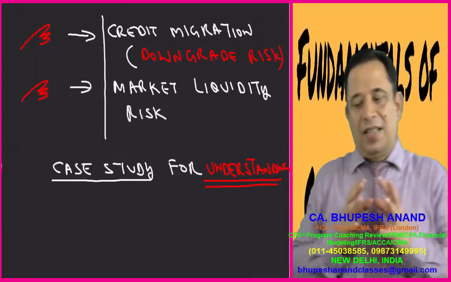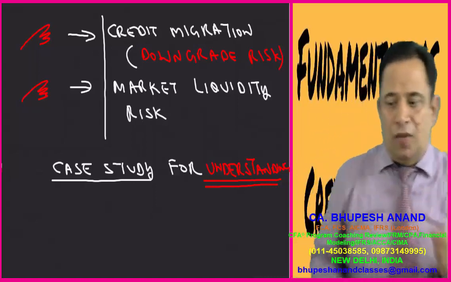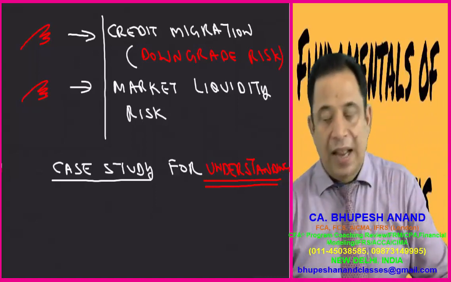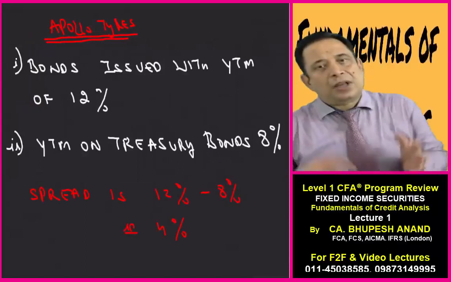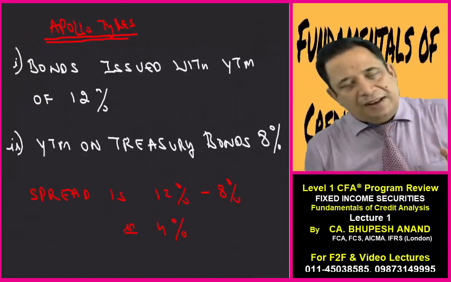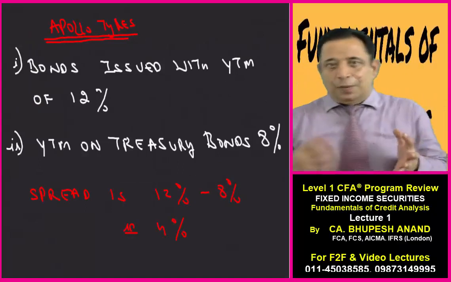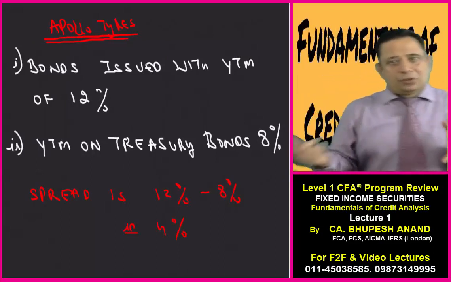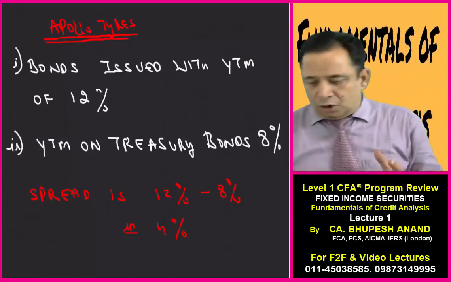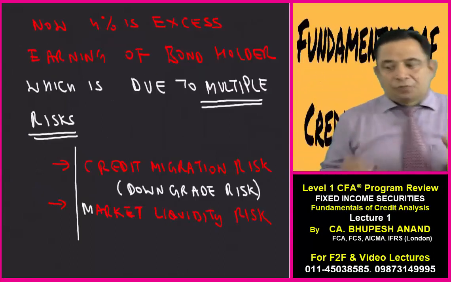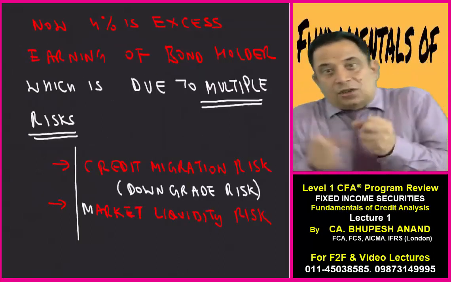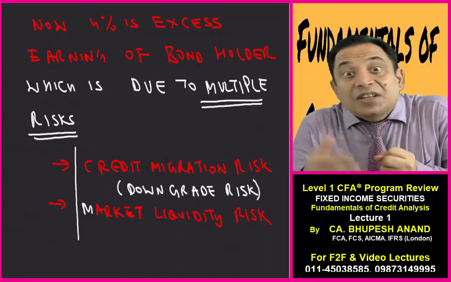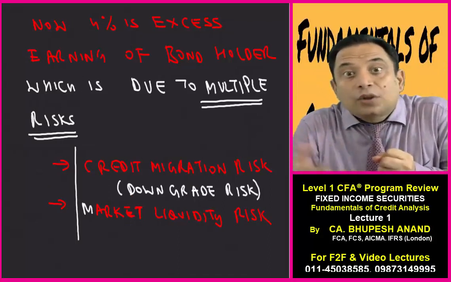I will be discussing with a case study what is the meaning of credit migration and downgrade risk, and what is the meaning of liquidity risk. For that I have taken the example of Apollo Tires. Let the bonds issued by Apollo Tires be of 12% and let the risk-free bonds be of 8%. Now the spread is 4%. When I say spread is 4%, it means it is the excess. Now why is that excess rate being offered by Apollo Tires to their investors?